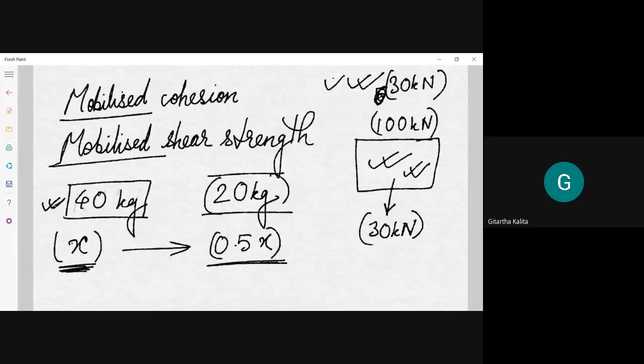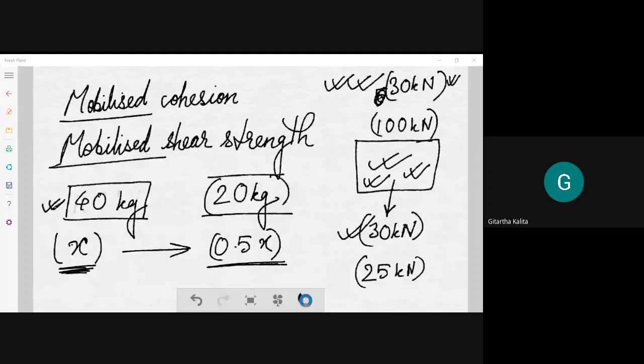For a 30 kilonewton applied load, you have to mobilize your 30 kilonewton capacity only. You cannot mobilize 25 kilonewton capacity, because then the soil will fail, since the 30 kilonewton load is more. So it has to mobilize the same amount of capacity as the applied load. That is the concept of mobilized. Please type Y if you have understood what I'm trying to say.